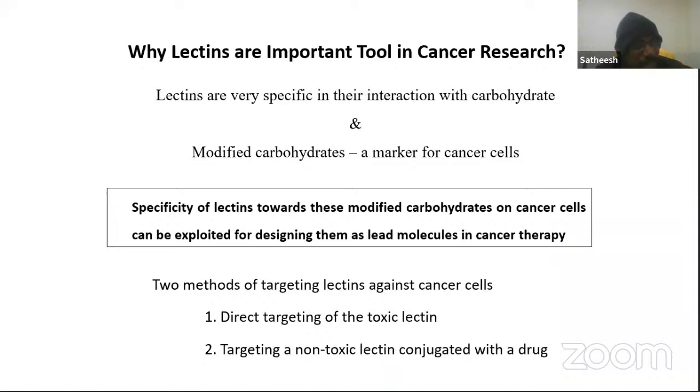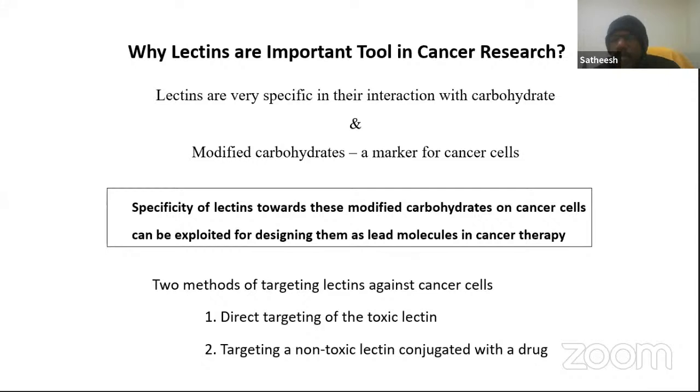The specificity of lectin towards these modified carbohydrates on cancer cells can be exploited for designing them as lead molecules in cancer therapy, both in the cancer therapy and in the diagnosis process. Two methods of targeting lectins against cancer cell: direct targeting of the toxic lectin.